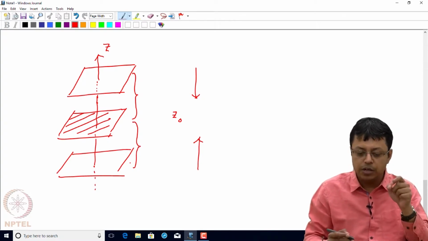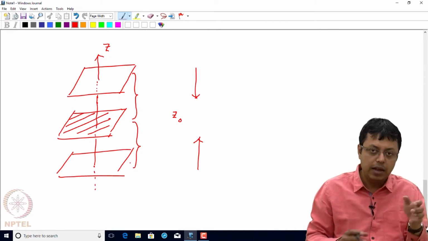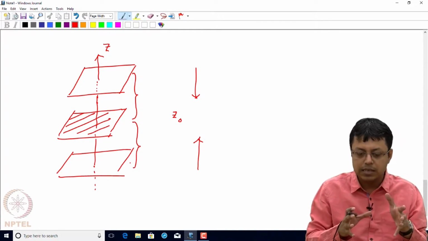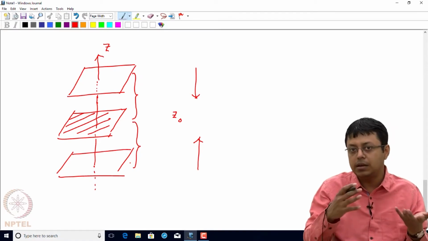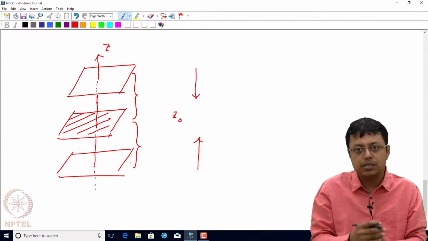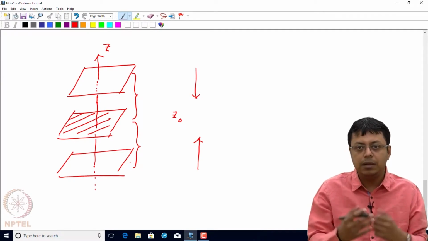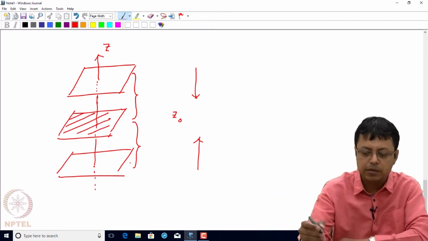Because if you have a collision in between these two layers, the trajectory may get drifted and we won't be able to calculate it nicely. So, we are actually considering the layers at distances equal to the mean free path of the system. Now, what is the mean free path? You can easily calculate it.